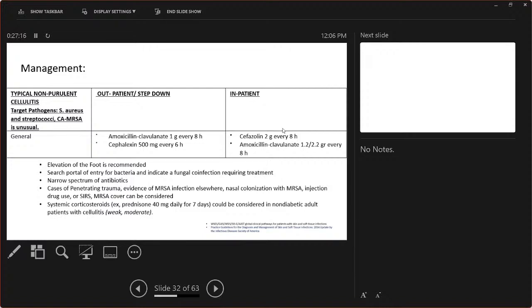The IDSA also says elevation of the foot is recommended. We must always search for the portal of entry, that is the fissures between the toes in case of diabetic patients; treat for fungal infections there. In case of MRSA susceptible individuals, wherein there is MRSA infection elsewhere, nasal colonization, or illicit drug abuse, then we should think of covering MRSA with antibiotics.